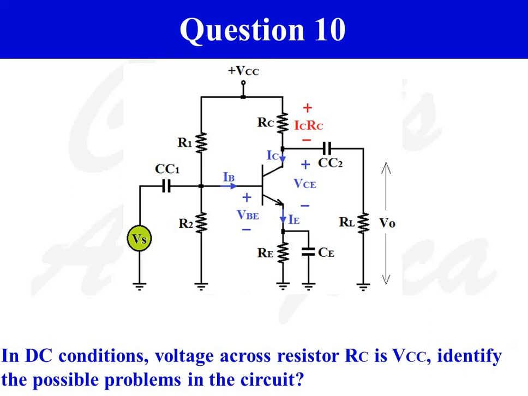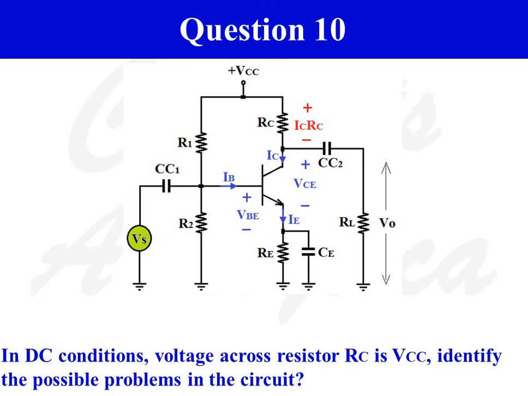In DC conditions, voltage drop across resistance RC is VCC. Identify the possible problems in the circuit. So in DC conditions, normally voltage drop across RC is equal to 40% of VCC. If voltage drop across RC is equal to VCC, that means current flow through resistance RC is equal to 0. No current flows through resistance RC.